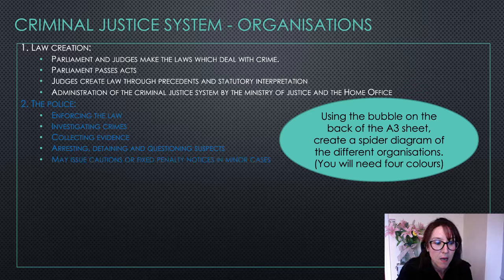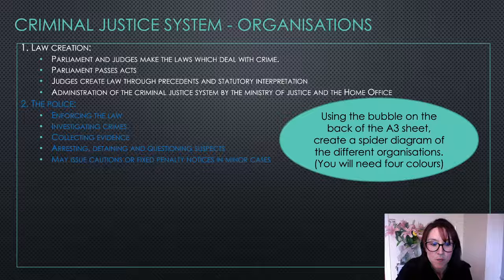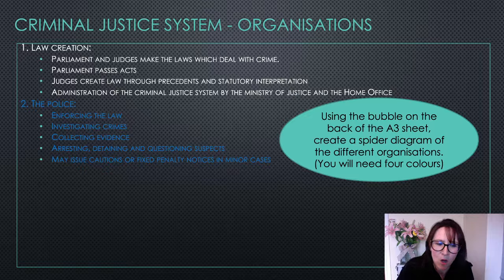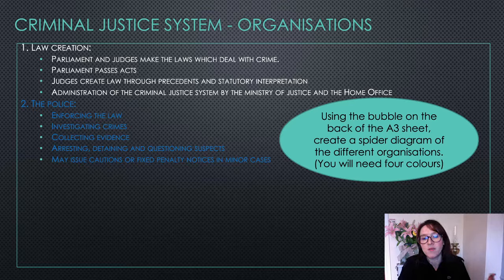They may issue cautions or fixed penalty notices in minor cases. So that's going back to Unit 2 from the first year, of when you might get a caution, when you might get a penalty notice, and what a penalty notice might include. So a caution might be for the first time that you've been caught vandalising. You'll get a caution, you might have a penalty notice in that you have to clean it up and pay a fine, but they won't take it to court, for example. However, if you are a repeat offender, then it might become more serious.